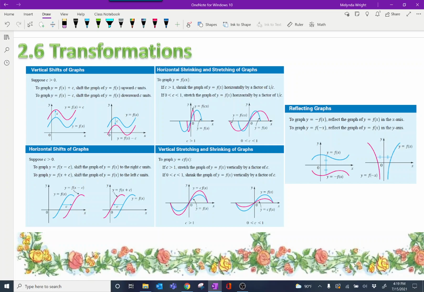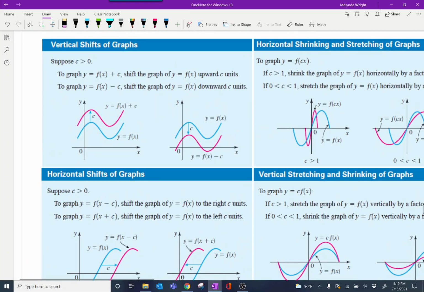Alright, let's take a look at our lesson on transformations. There are 5 standard basic transformations. Let's go through each of them. So one would be vertical shifting, where you would either shift up or down. That basically means that you would add or subtract a number from the function, provided the number is positive.